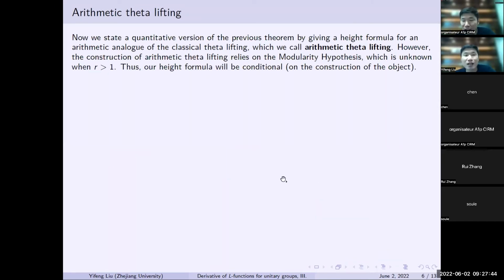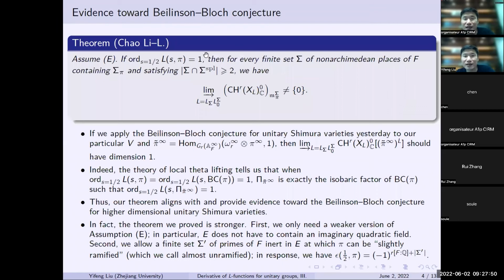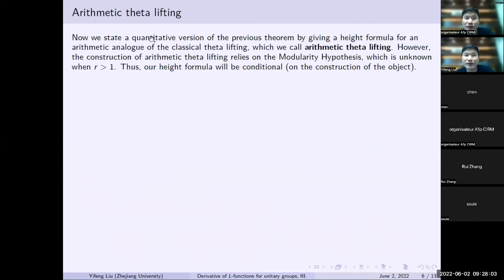So we will now state a quantitative version. So we have a theorem here. It is not a refined version, right? It only tells you something is non-vanishing. It doesn't give you any height formula or whatever. So we will give a quantitative version of the previous theorem by giving a height formula for an arithmetic analog of the classical theta lifting, which we call arithmetic theta lifting.